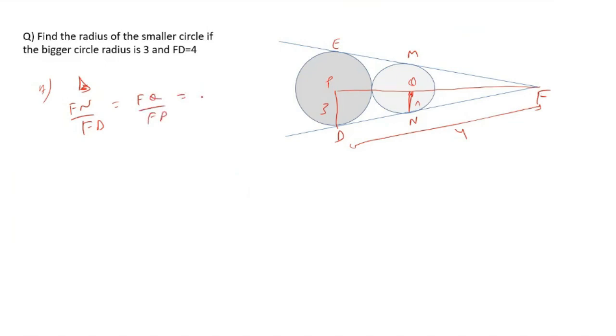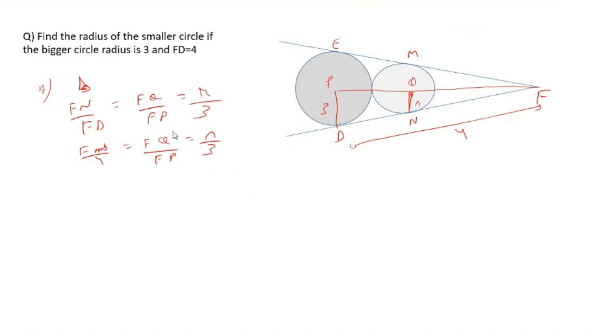At this point, I'm pretty sure how to write the ratios must have started to occur naturally as well, and this would be equal to R by 3. And this is what needs to be found out. FN by FD, okay, I know is 4. FQ, do I know? I don't know. FP, do I know? I don't know. Okay, so how to proceed now?